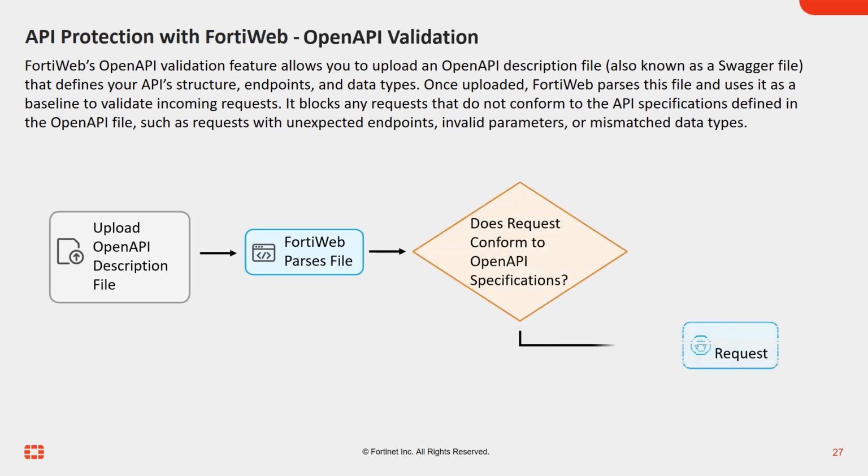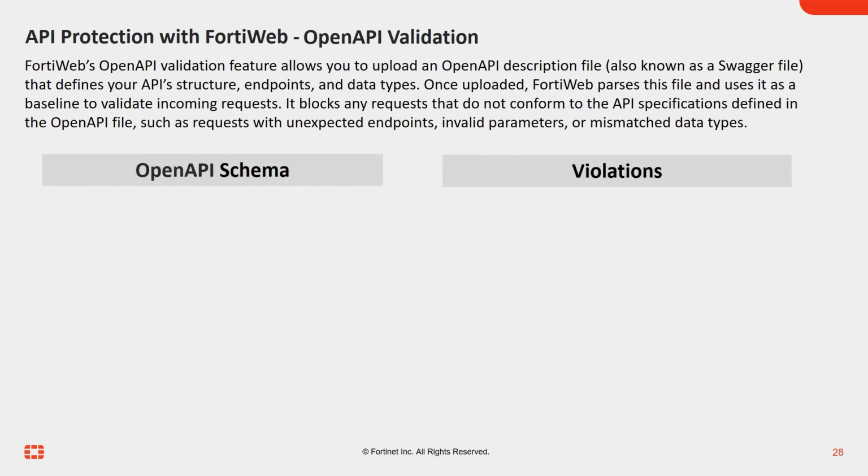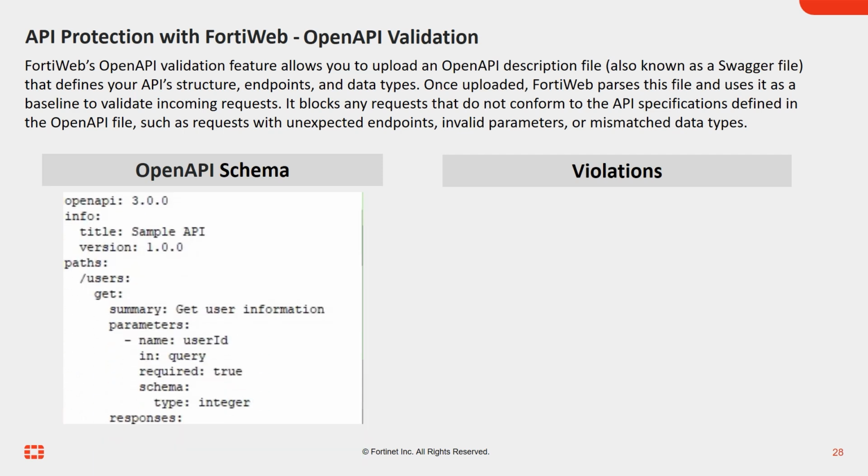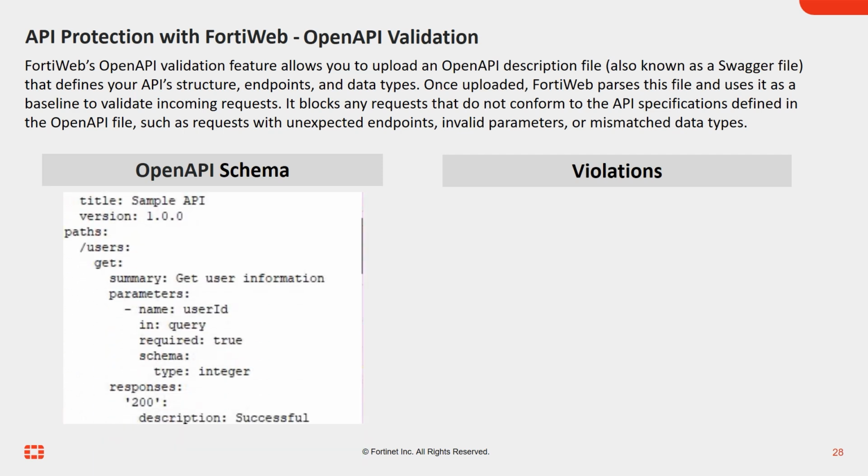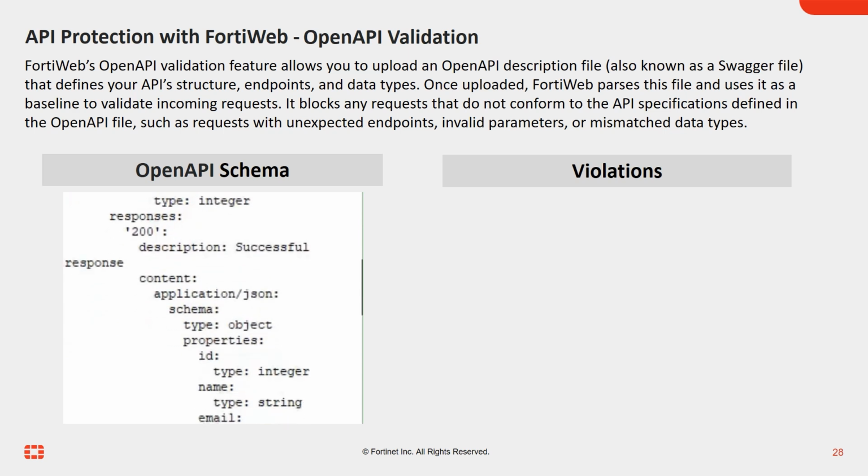It blocks any requests that do not conform to the API specifications, such as those with unexpected endpoints, invalid parameters, or mismatched data types. Requests that match the defined API structure are allowed. Let's go over some examples of OpenAPI validation in action. Your API is defined by the following OpenAPI specification, also known as a Swagger file.